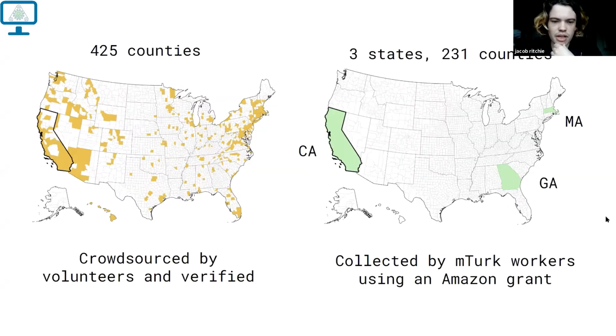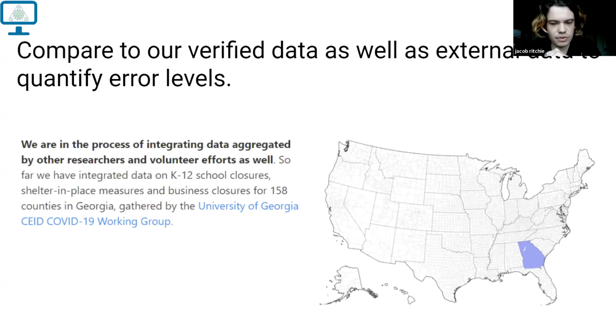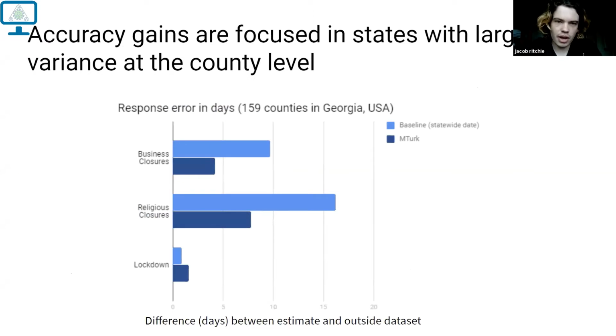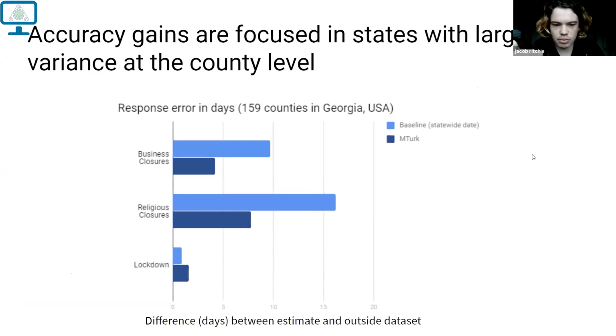What we started by doing is gathering complete data for 3 states, and we can compare both with the verified data and with data from other groups such as University of Georgia to get a sense of the error level in this data set. So we found 4 counties like Georgia that had a wide spread of county level policies being rolled out.